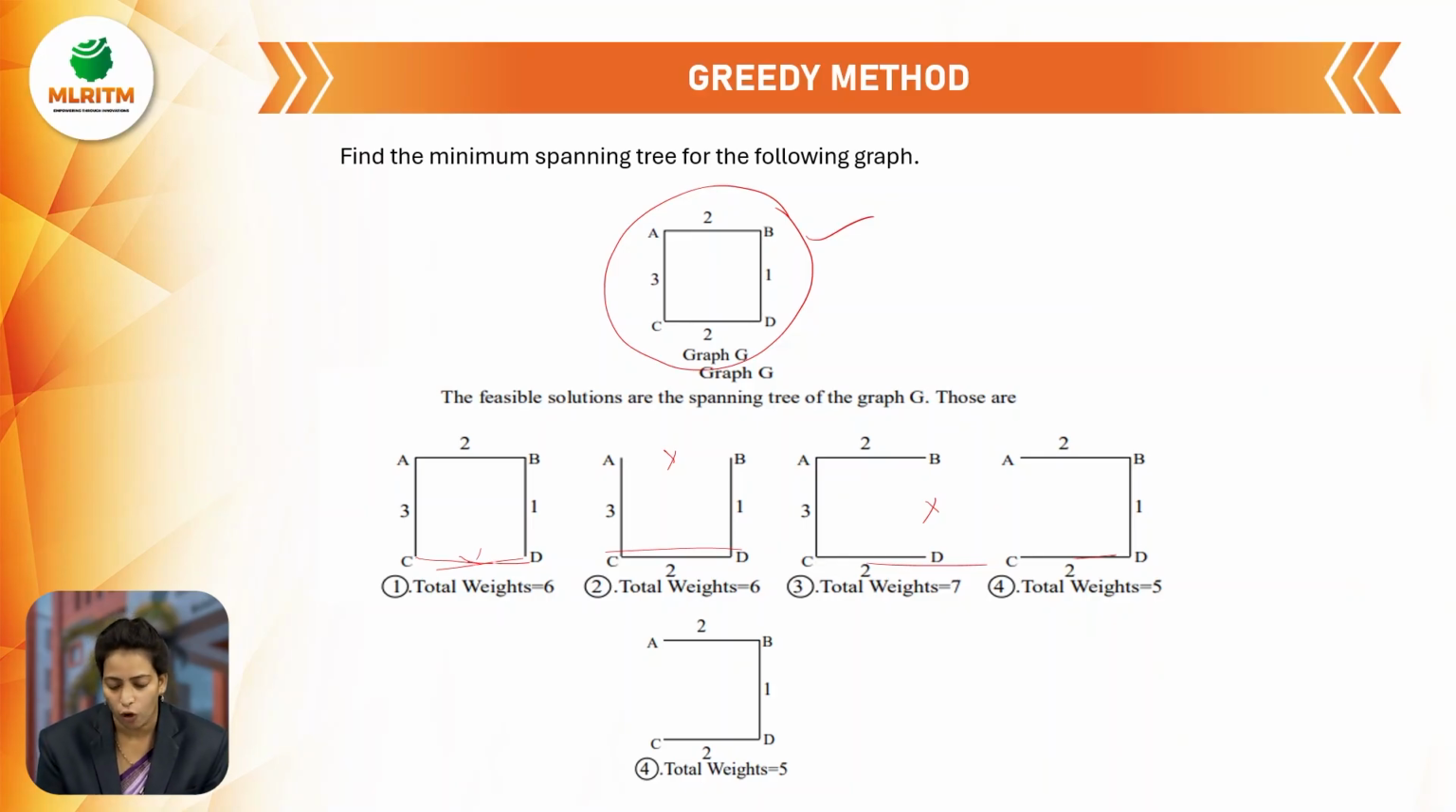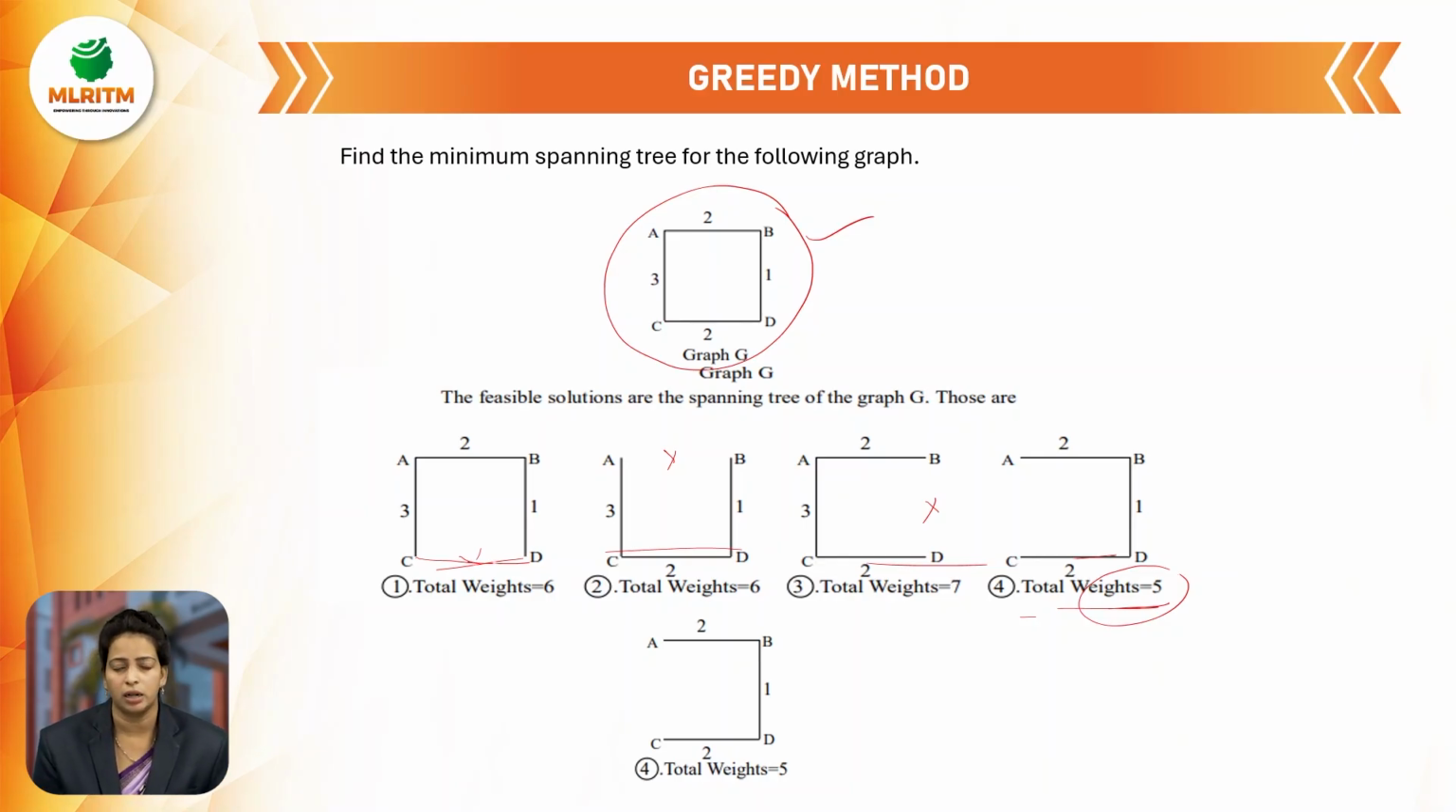So among these 4 possible feasible solutions, the best one is called the optimal solution. Among these 4, which one is minimum weight? The fourth diagram is minimum weight. Total weight is 5. The first one is 6, the second one is 6, the third one is 7, and the fourth one is 5. Among the 4 feasible solutions, the best one is the fourth diagram. So that is the optimal solution among the 4 feasible solutions.